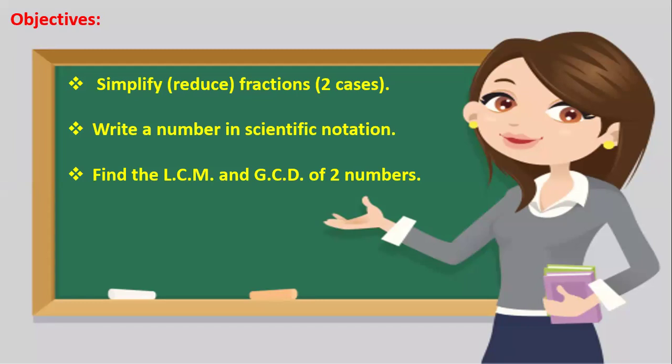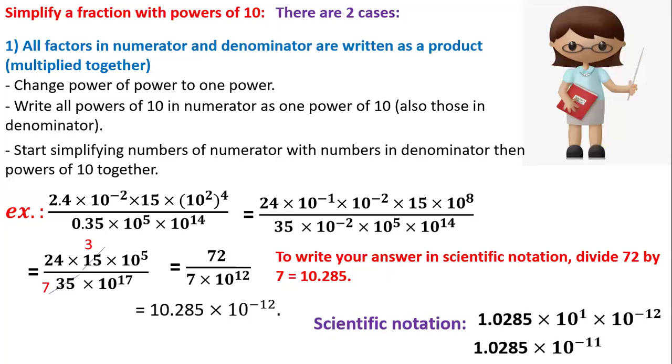We talked about two cases. Last week, I started case number 1, and this week I will discuss case number 2. Then we will write a number in scientific notation, and finally, how we find the LCM and the GCD of two numbers. Simplify a fraction with powers of 10.